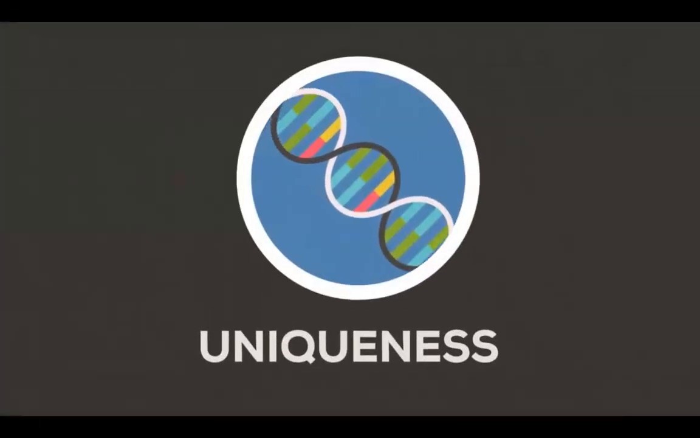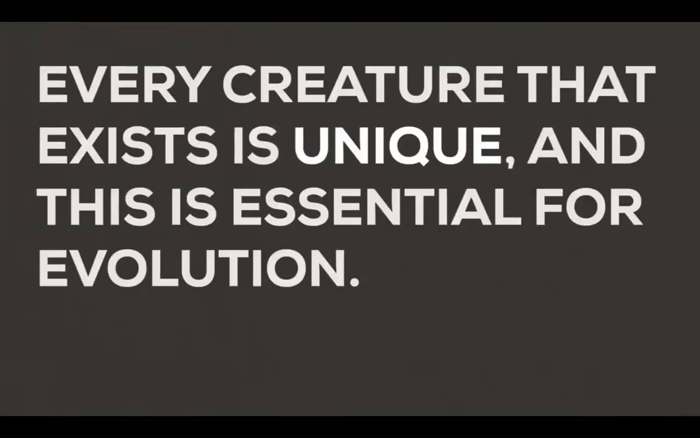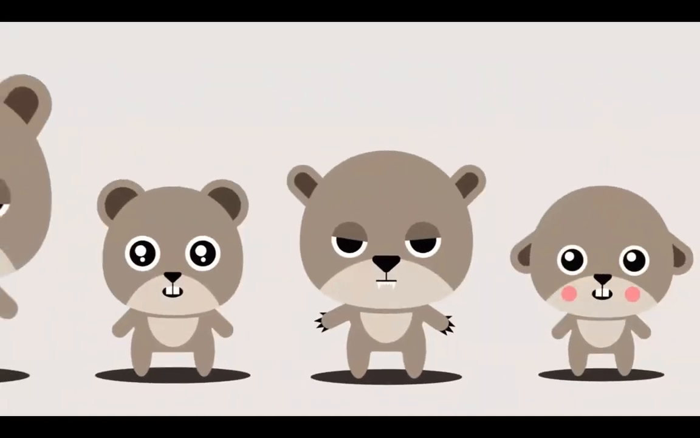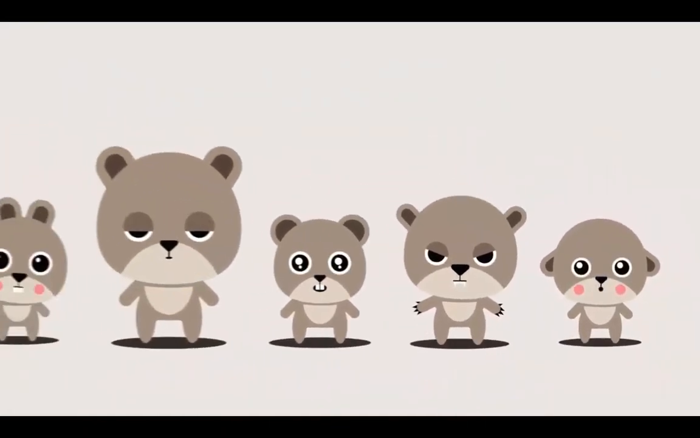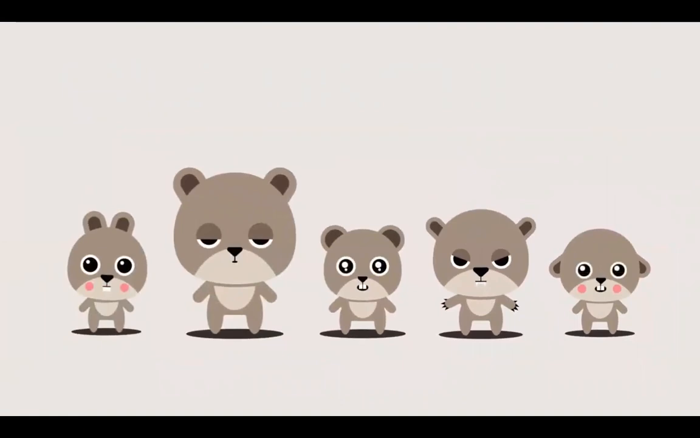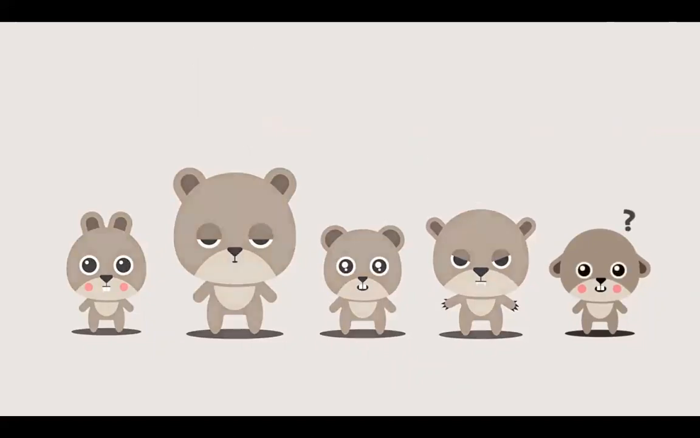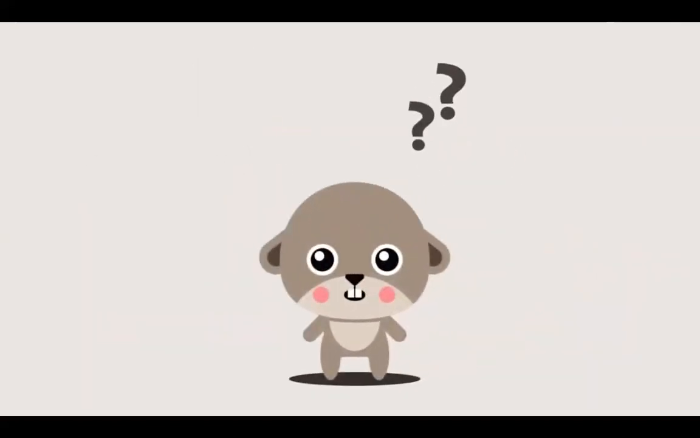Let's begin with uniqueness. Every creature that exists is unique, and this is essential for evolution. The members of a species may strongly resemble each other in appearance. However, they all have slightly different traits and characteristics. They may be a bit bigger, fatter, stronger, or bolder than their fellow animals. So what is the reason for these differences?